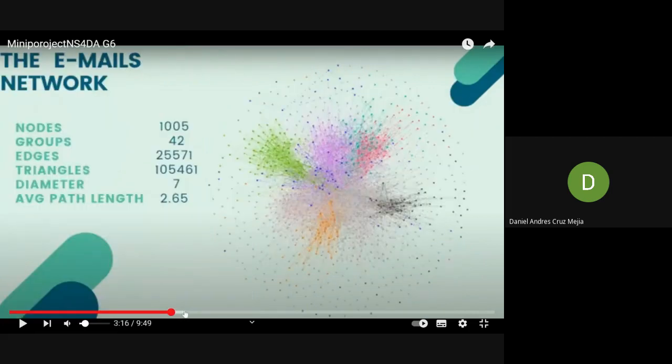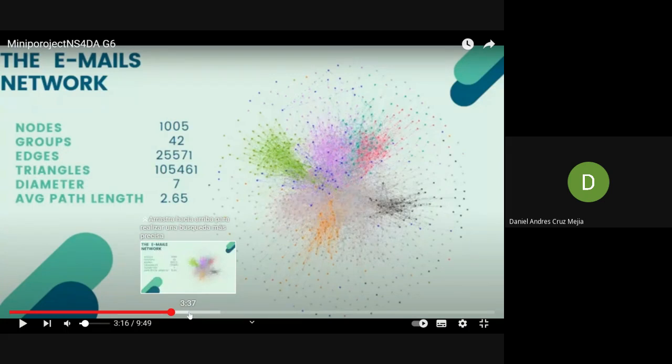Here is the network that we worked on. In the paper, they work on 3 different networks. We chose the email network as it's medium size in comparison to the other two. It has 1,005 nodes and 42 groups, and each node is affiliated with exactly one group, unlike the other datasets, where some nodes may be part of different groups. The diameter is 7, and the average path length is 2.65.